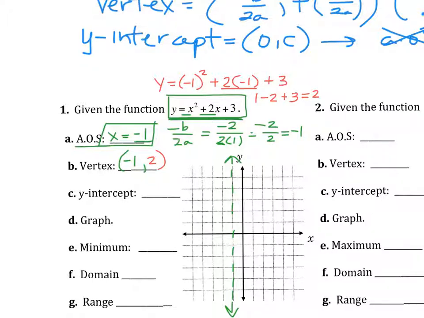So -1, 2 is here. Is this graph going to open up or down? What's your A term? A is 1, right? It's going to open up because your A is positive. Okay? All right, y-intercept. Your y-intercept will always be 0, c, right? Because that's how it lands on the y-axis. What's your C? 3. So your y-intercept is 0, 3.